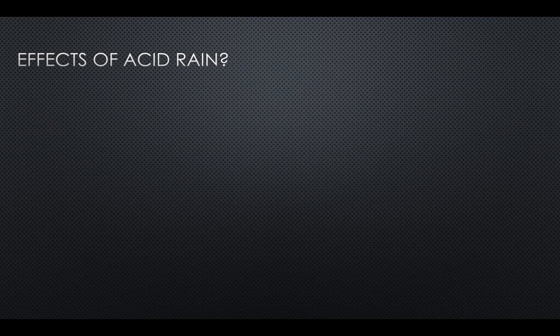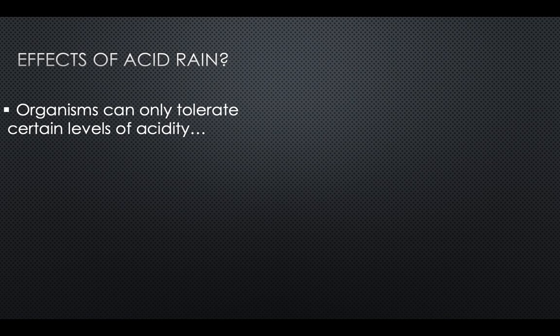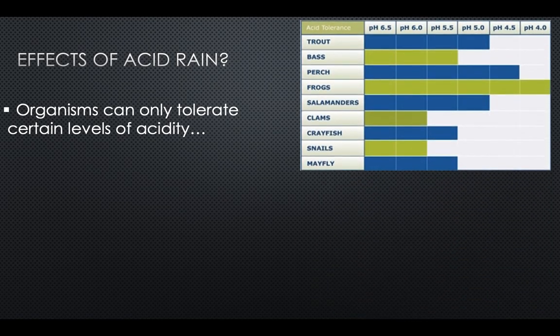So what effects does acid rain have that we need to be aware of? Well, organisms can only tolerate certain levels of acidity. If we're looking at perhaps a lake, and here's all of our organisms, frogs can withstand the greatest variation of acidity, but things like clams and snails cannot. The main reason it's these two that die quickly is because their shells are made of calcium carbonate, and acid is going to quickly weaken those shells and therefore kill these organisms quickly.